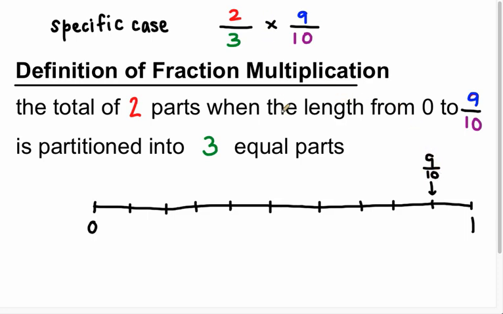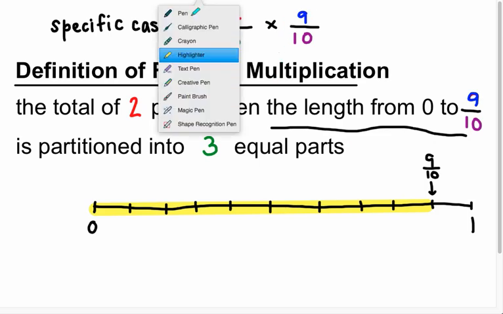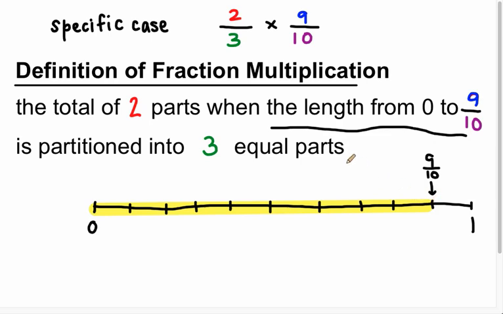Okay, now we're going to take the length from 0 to 9/10. This length right here, from 0 to 9/10, and we're going to partition it into 3 equal parts. Well, how many parts are there between 0 and 9/10? Let's see, there's 1, 2, 3, 4, 5, 6, 7, 8, 9. There's 9 parts. Can I divide 9 by 3? Oh, yes, I can. So therefore, 9 divided by 3 is going to be 3.